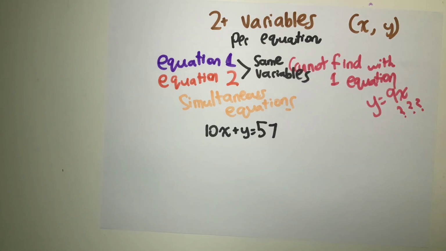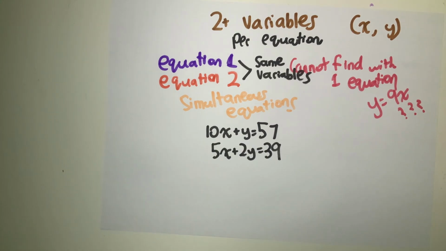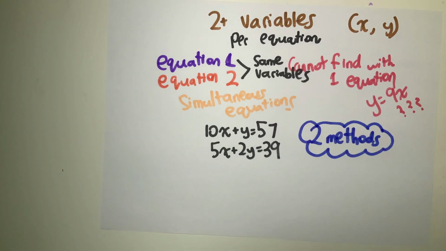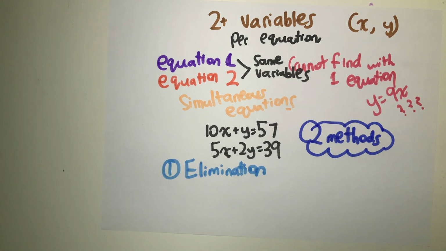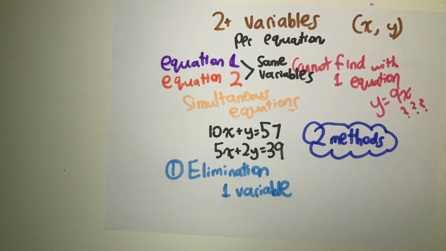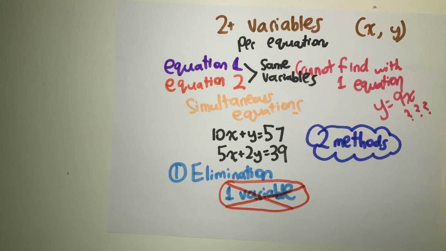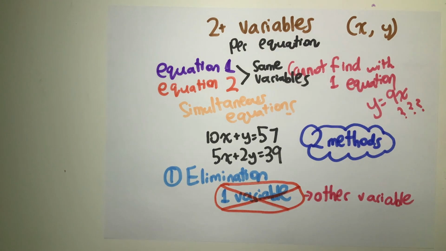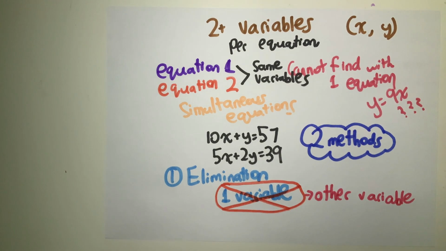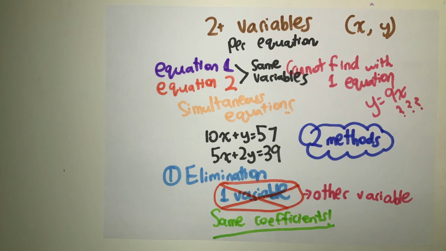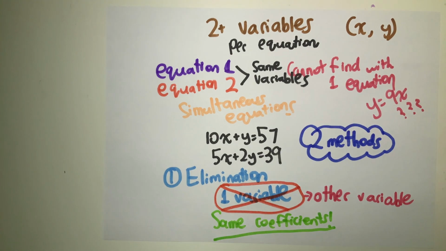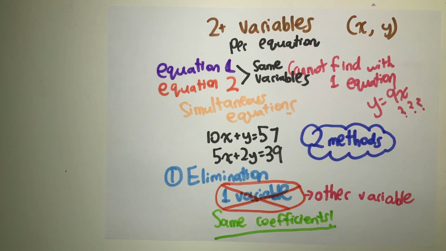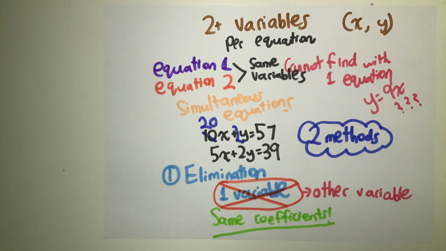Given the equations 10x plus y is 57 and 5x plus 2y is 39, how do we obtain both the x and y values? There are two methods. The first, known as elimination, ensures that we can eliminate one variable from the simultaneous equations to obtain the value of the other. We achieve this by setting the coefficients of one chosen variable to be the same in both equations. For instance, by setting the coefficient of y as 2, we can eliminate y.